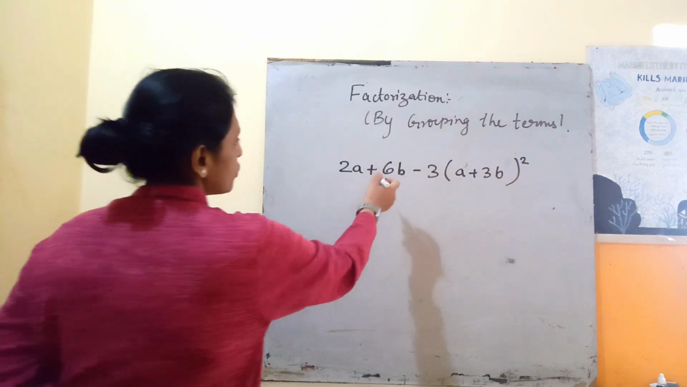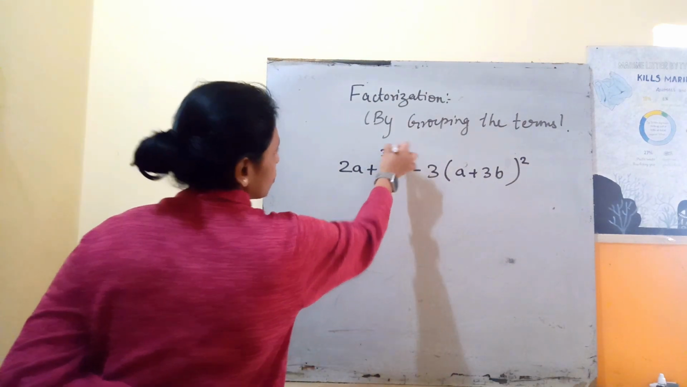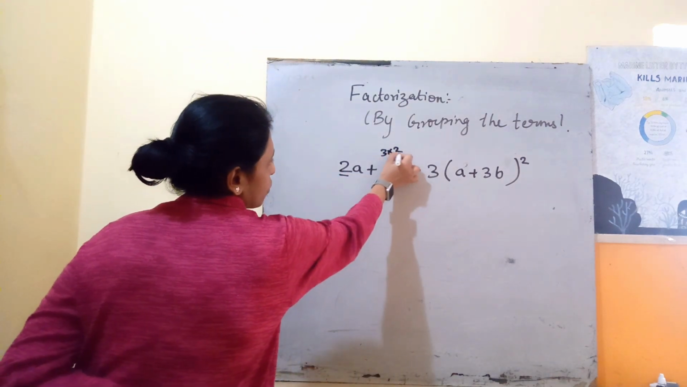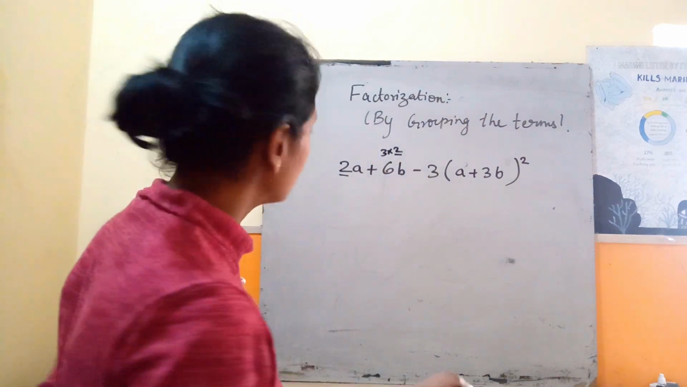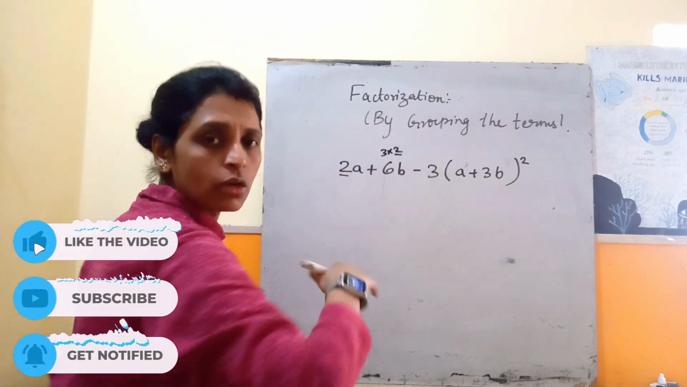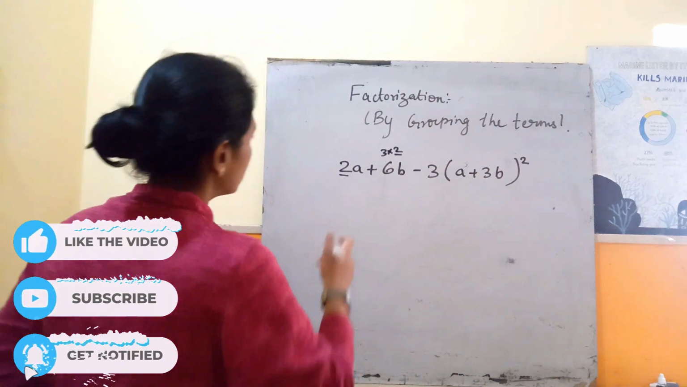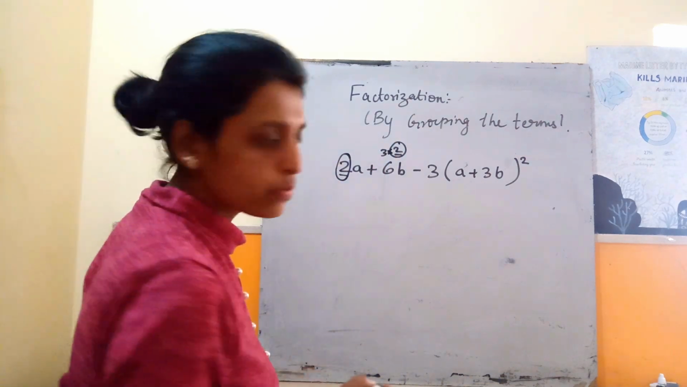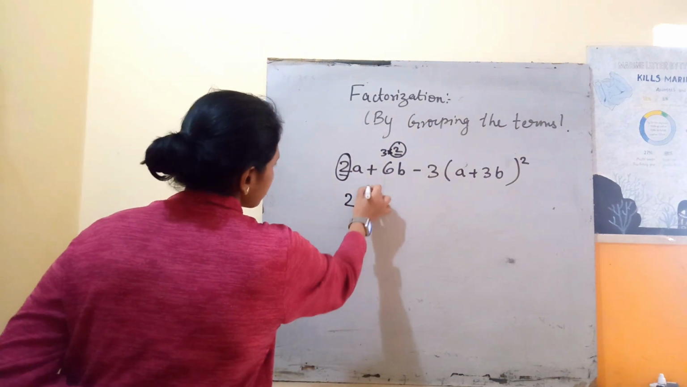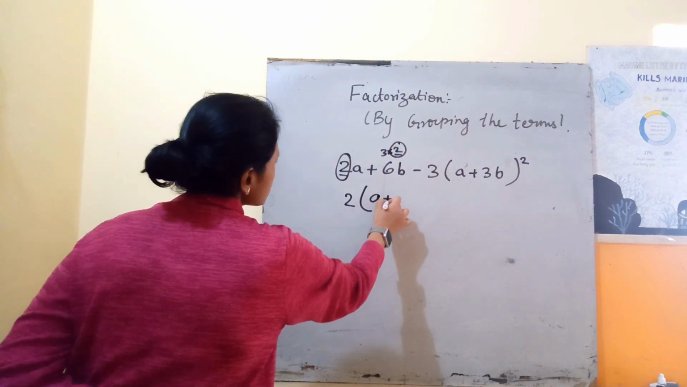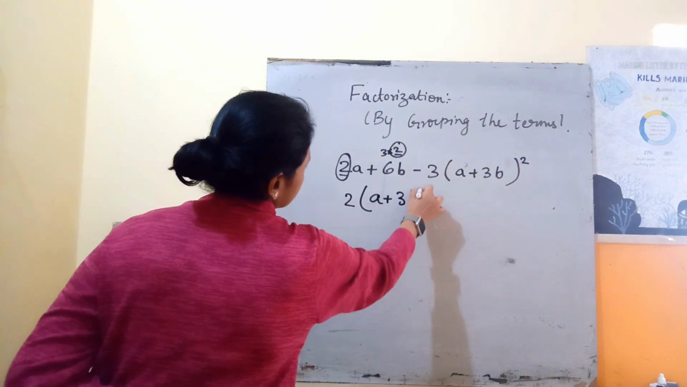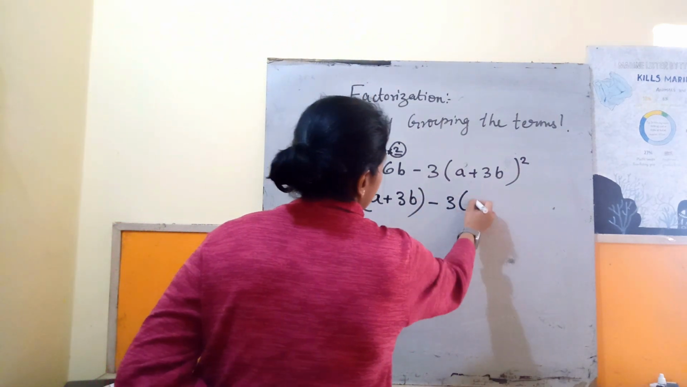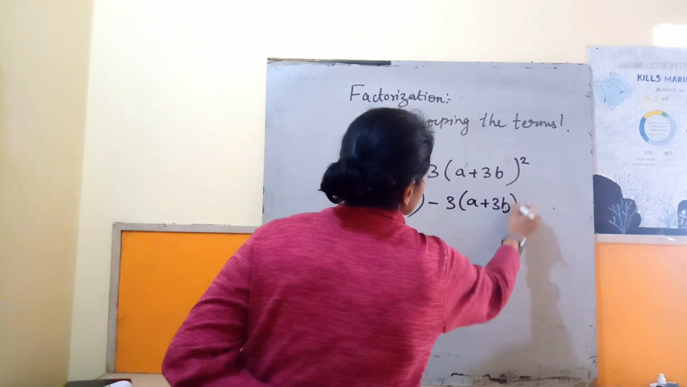Children, 6 can be written as 3 into 2, isn't it? So now we can take out the common factor which is common to both the terms. In the first term 2 is present, and in the second also 2 is present, so we will take 2 as common. Then we are left with a plus 3b. Then minus 3 (a plus 3b) whole squared.